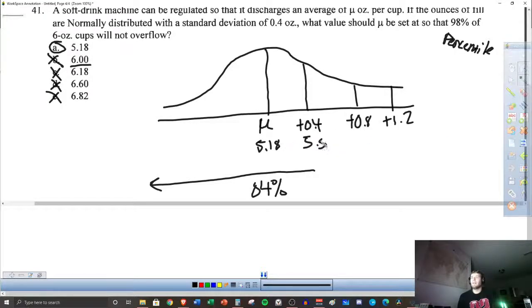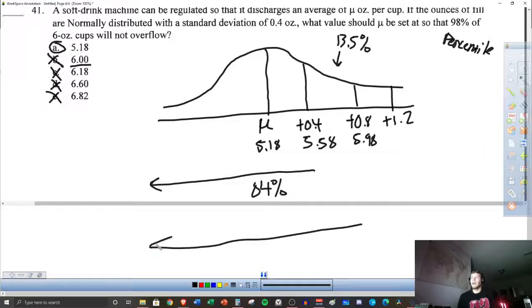Excuse me, yeah, 5.58, 5.98. So already within 2 deviations. If we added this area, I think this is 13.5%. So that puts us at 97.5%. Then it's not going to overflow. We imagine 98% is going to be somewhere in here somewhere. So that should work. Obviously, it's closer than any of the others, truly. Okay, so A is the best choice on this one.